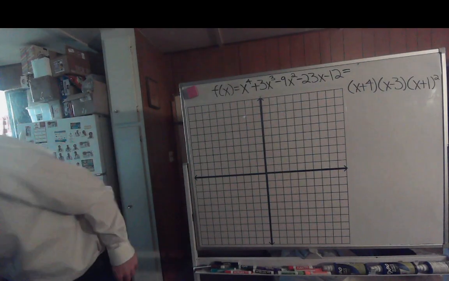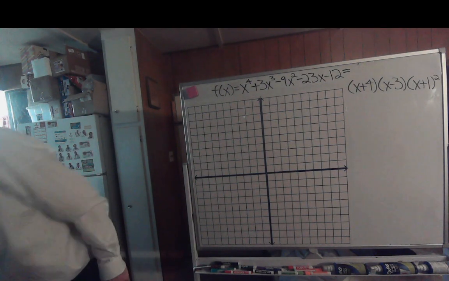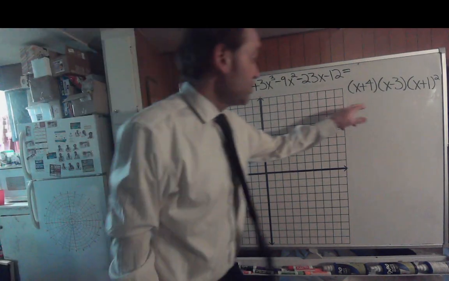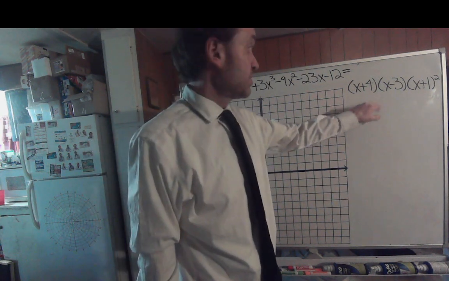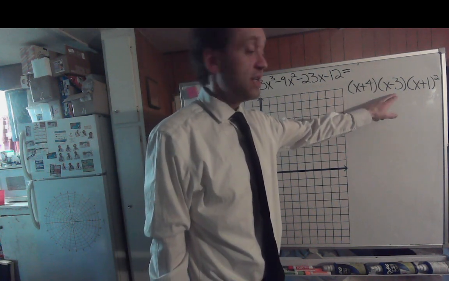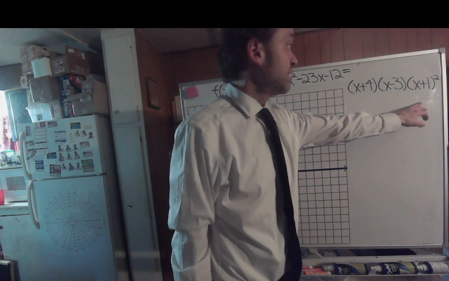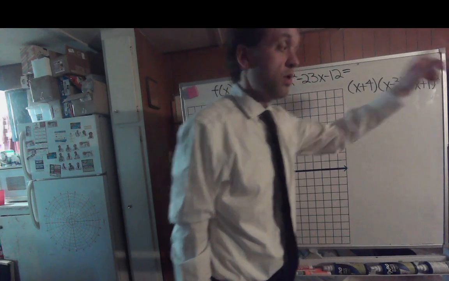So this is different. You're going to see just how different this is here in a second. So the factorization is the quantity of x plus 4 to the 1st power times the quantity of x minus 3 to the 1st power times the quantity of x plus 1 to the 2nd power.